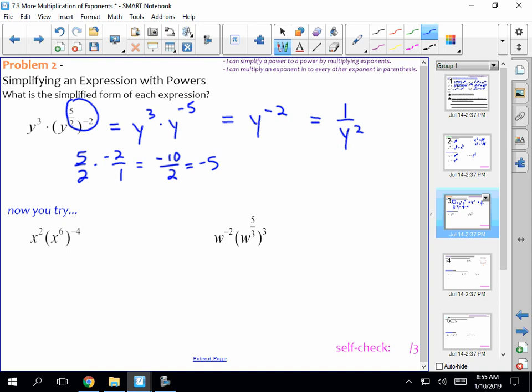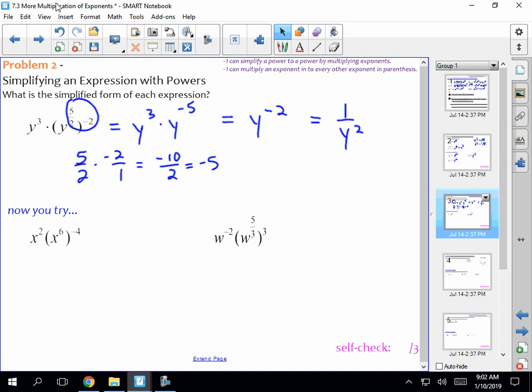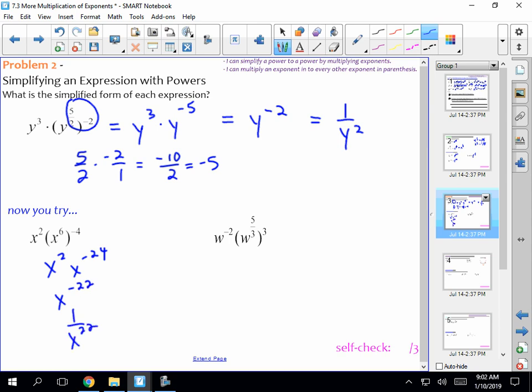Okay, why don't you take just a few minutes, actually, like 3 or 4 to do these two. So try these right now. I'm going to come around and look at them. So we got, for this one, it was x to the second, x to the negative 24, which is x to the negative 22, which is 1 over x to the 22. This one was w to the negative 2, w to the 5, which is w to the third.